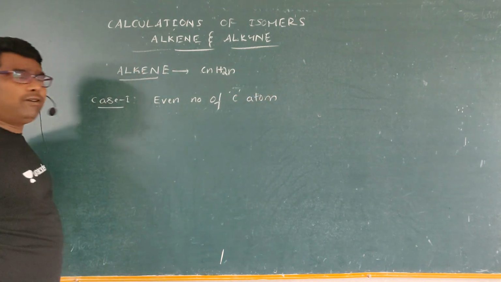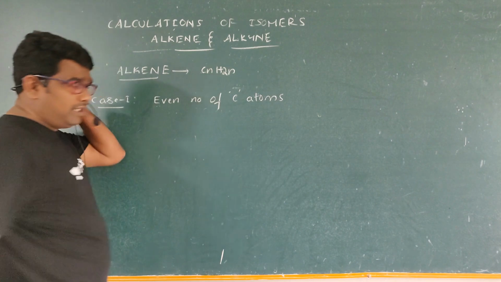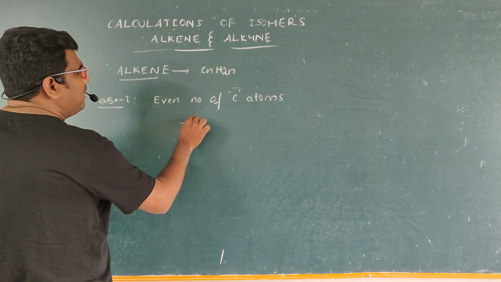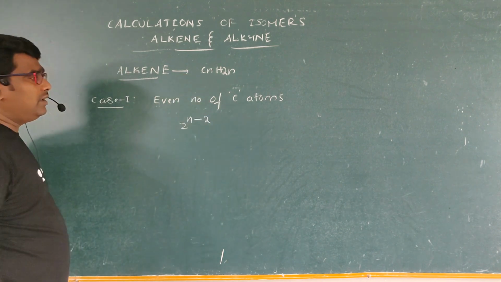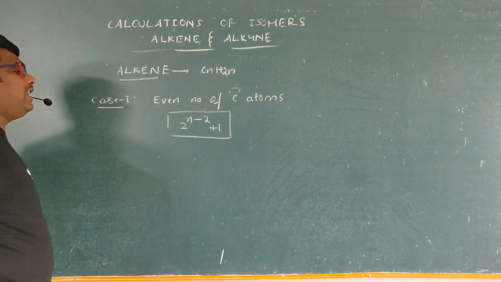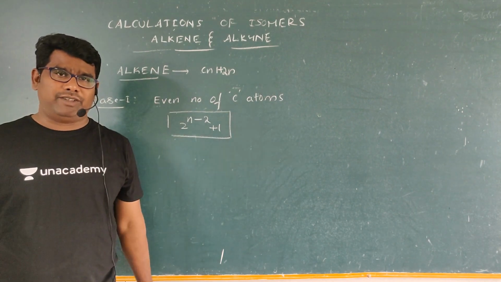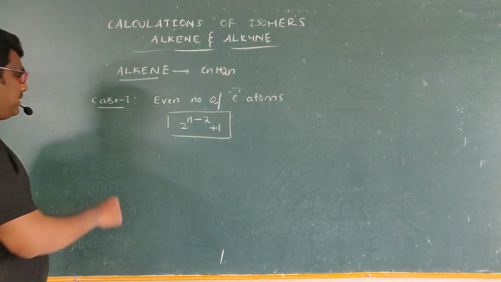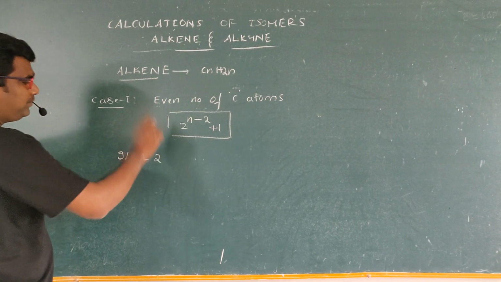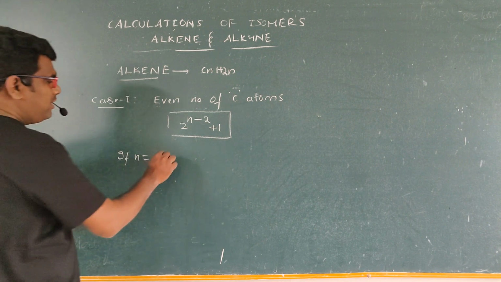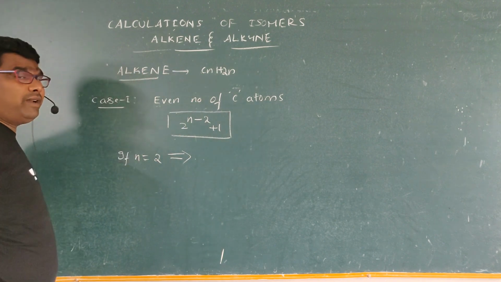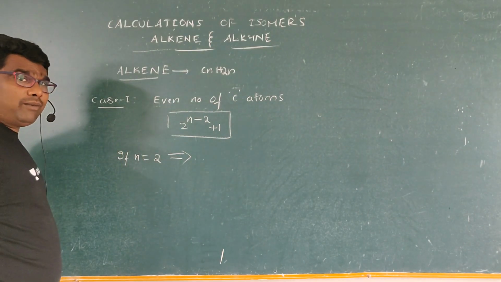what is the formula for calculation of isomers if the alkene has an even number of carbon atoms? It is 2 power (n minus 2) plus 1. This is the formula if the alkene has an even number of carbon atoms, my dear student. For example, if n is equal to 2, which is even. What is the general formula? Substitute here, n is the number of carbon atoms.